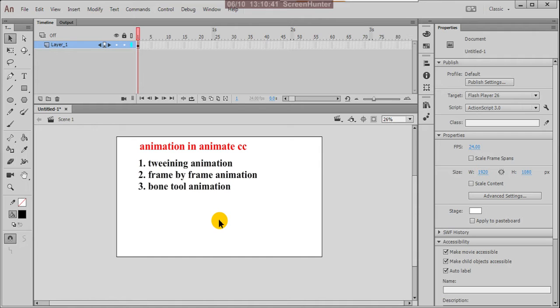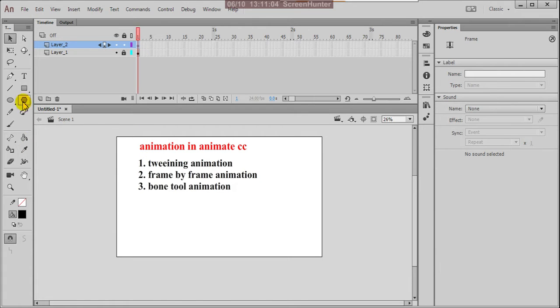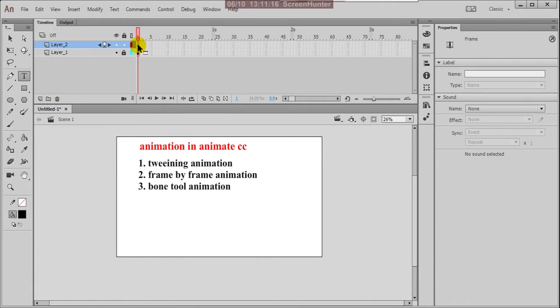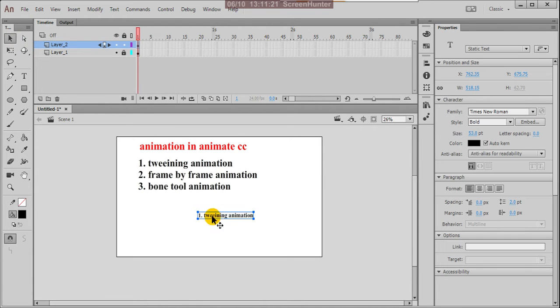Okay, so in animation we have three different types we use in Flash. Animation in Animate CC, we have three categories, three different ways we use: tweening animation, frame by frame animation, and bone tool animation. Again, in tweening animation, suppose here I'll create one more layer. Control C, here we can paste.